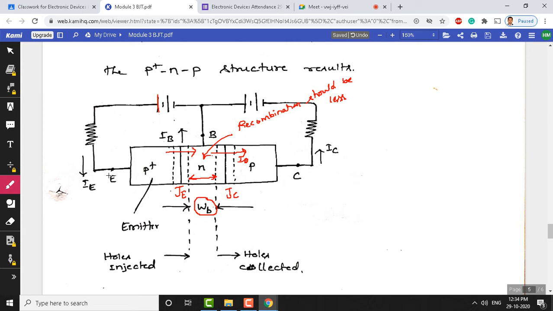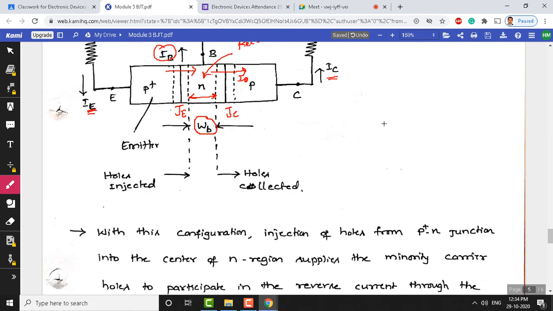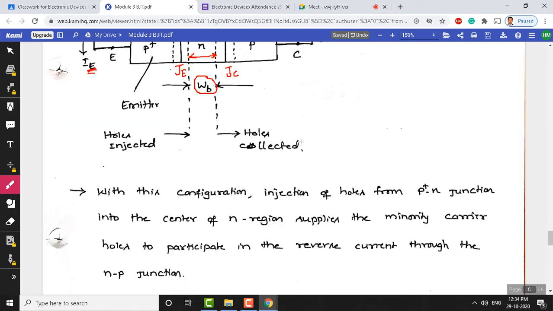In a device, a very good device will have the complete emitter current, that is, the holes that are injected here, reach the collector here. That means the current IE should be equal to IC, with a small amount of base current. Okay. That is how the P plus NPN transistor works. The concept for an NPN transistor is quite opposite to what we have discussed here.